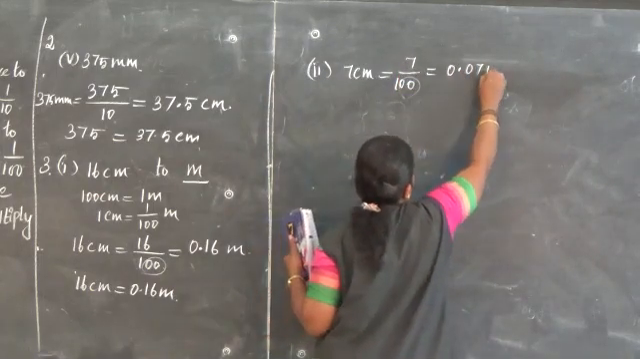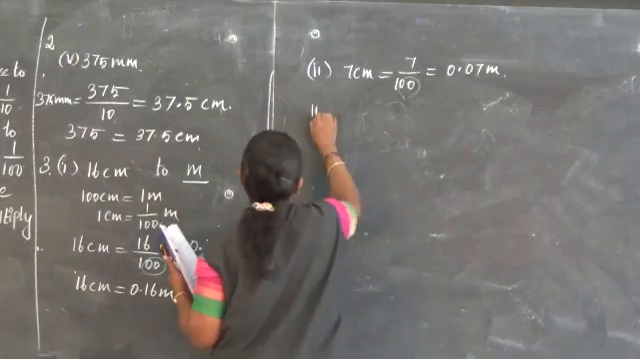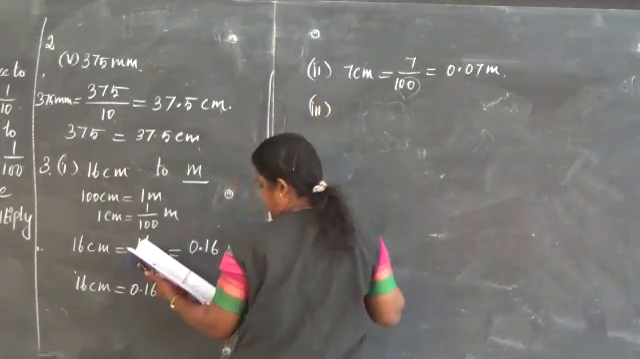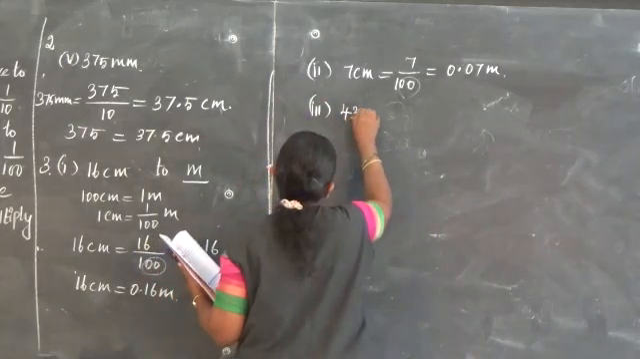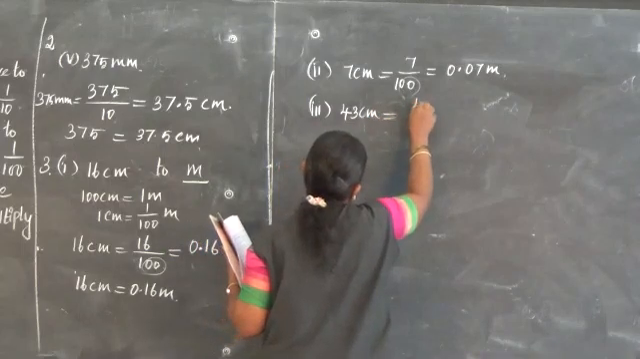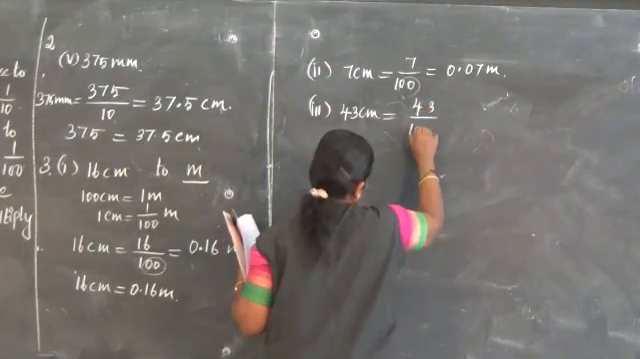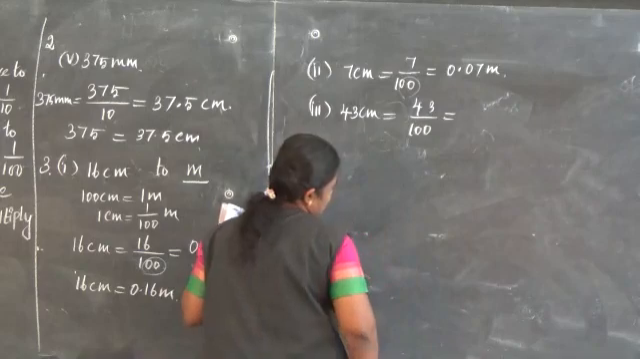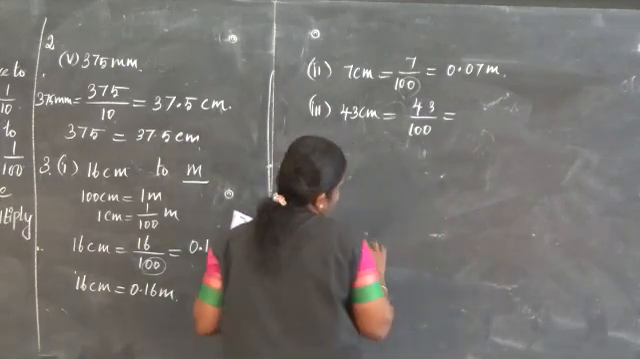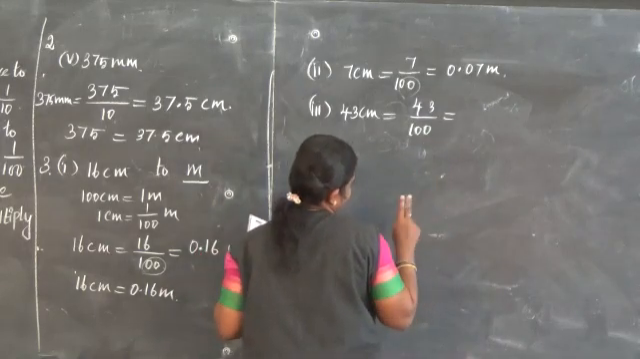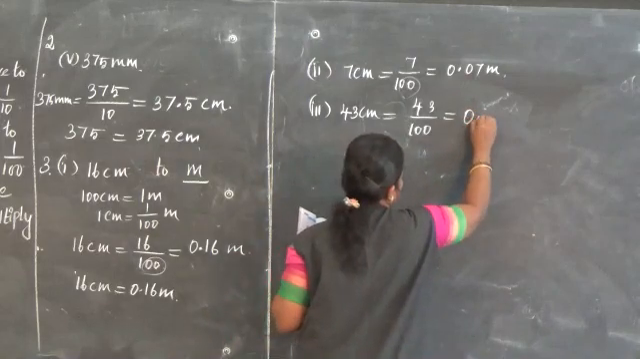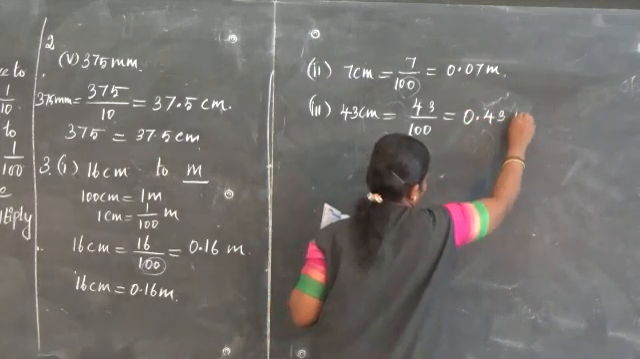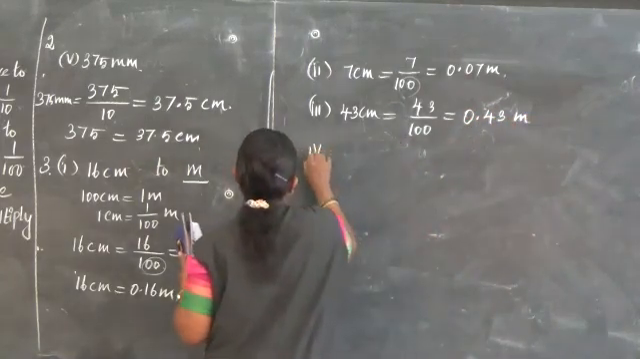So 0.07 meter. Come to the third Roman, third subdivision. 43 centimeter is given, so you should divide by 100. 2 zeros are there, I keep on saying. How many zeros are there? 2 zeros. You have to keep 2 decimal places. So 0.43 meter.